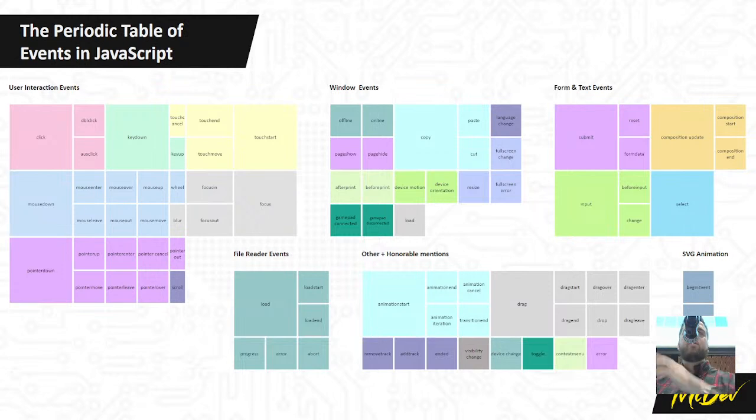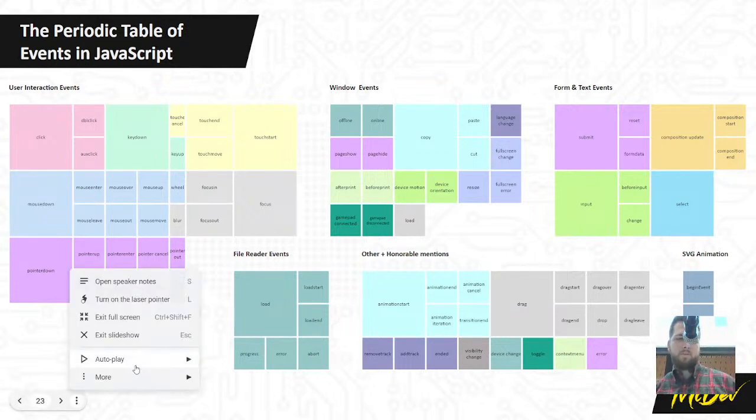If you imagine yourself logging into a website or signing up for something, you're usually interacting with a form. There are events specific to those forms. And then we have file reader events. That's if you need to upload or download a file. There are some other events that didn't really fit into those categories. Then we have a small category for SVG animation. We'll talk about that soon.